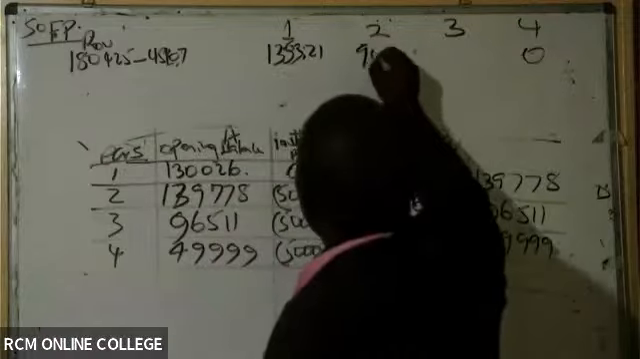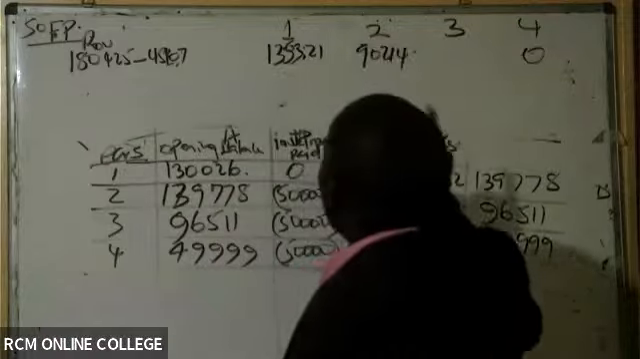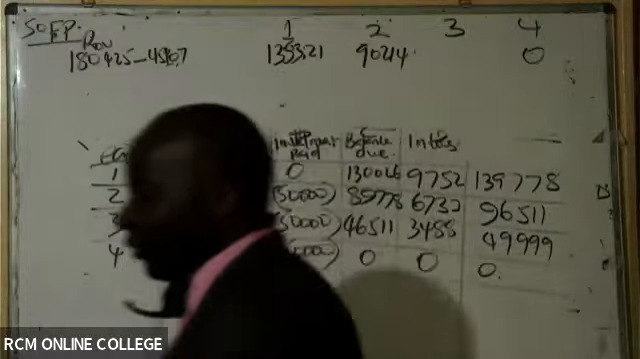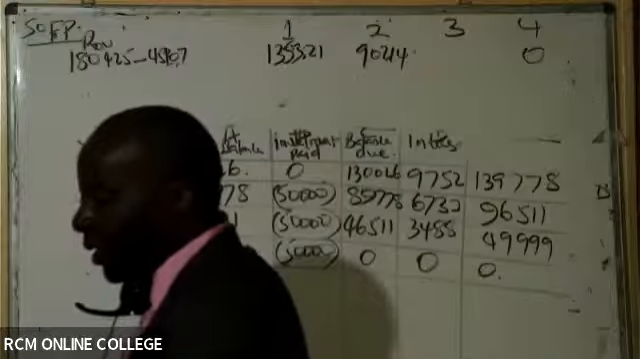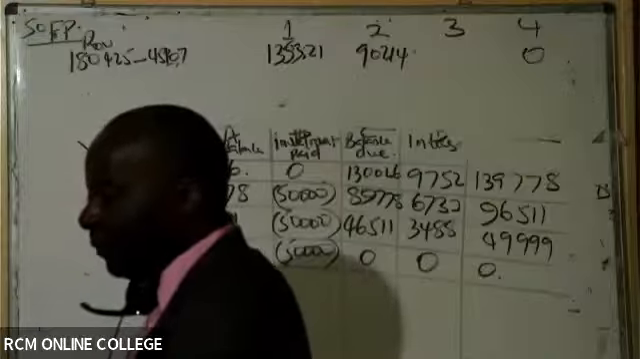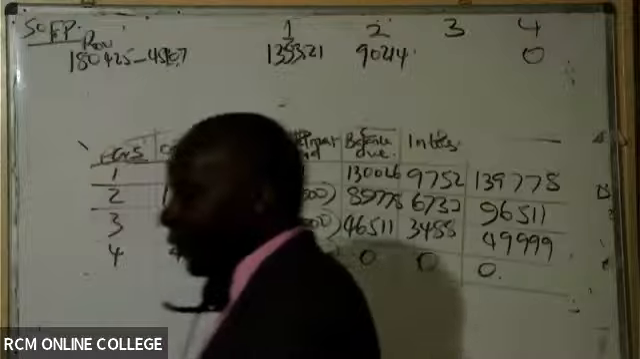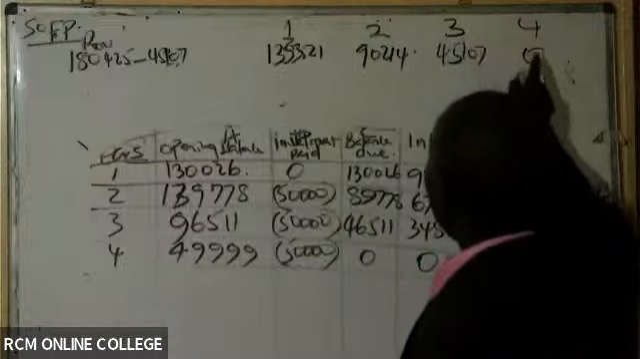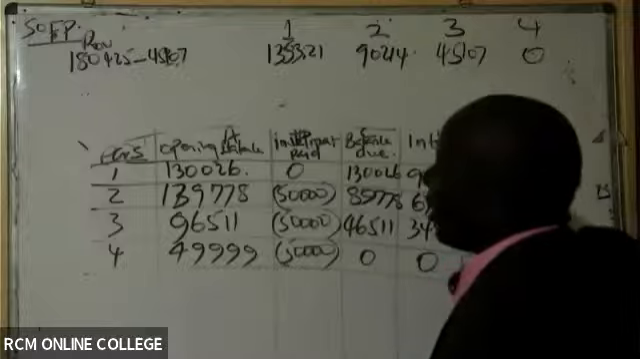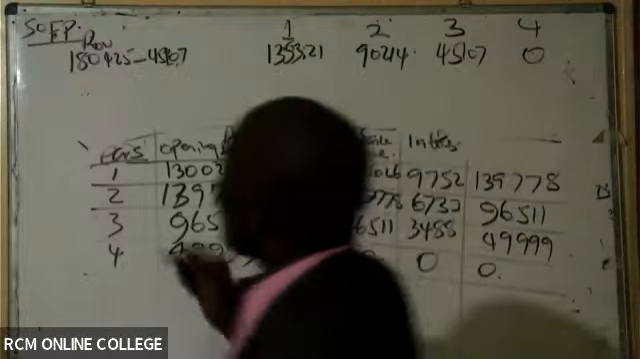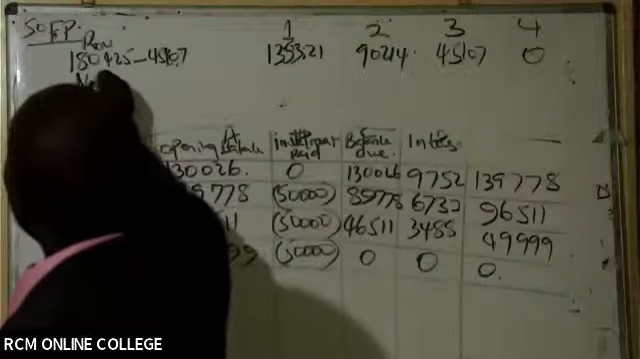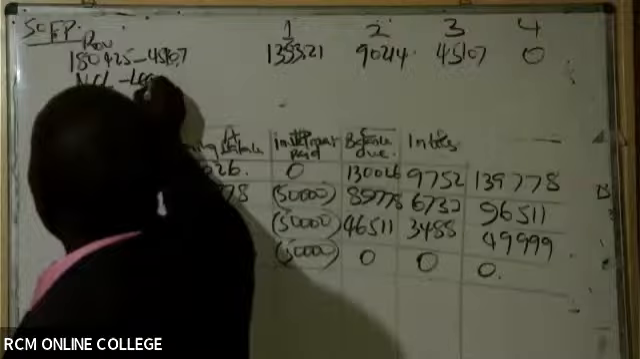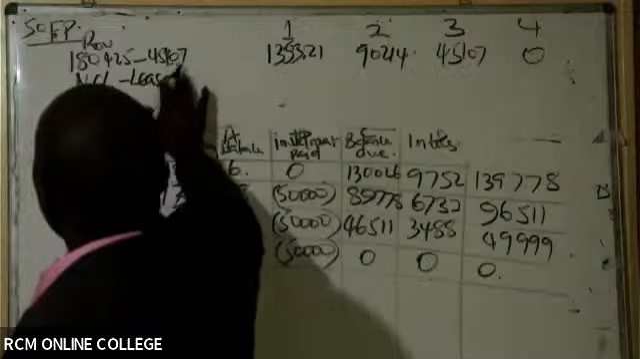So 9214. So this 9214 is more 45107. So inabaki 45107. Hata kama kuna rounding off errors hapo unaandika 0. Sasa kutoka hapo tuko na non-current liability, what we call the lease obligation.